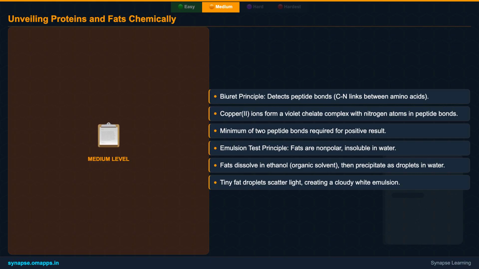For fats, the emulsion test uses their property of being insoluble in water but soluble in organic solvents like ethanol. When you dissolve fat in ethanol and then add this solution to water, the fat molecules separate from the ethanol and form tiny, suspended droplets, creating a cloudy white emulsion. This visual change confirms the presence of fat.